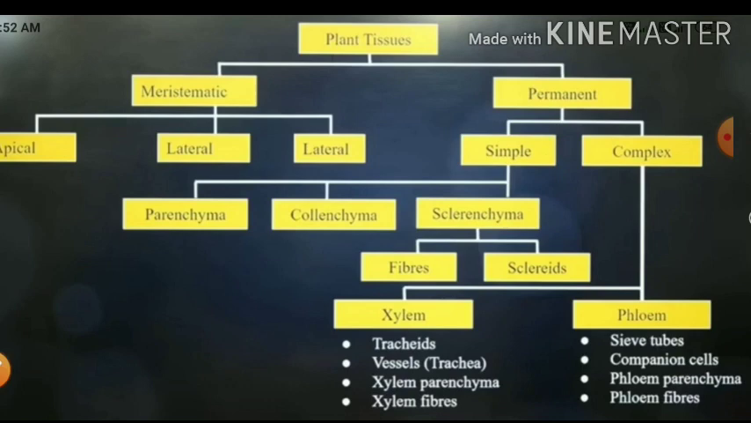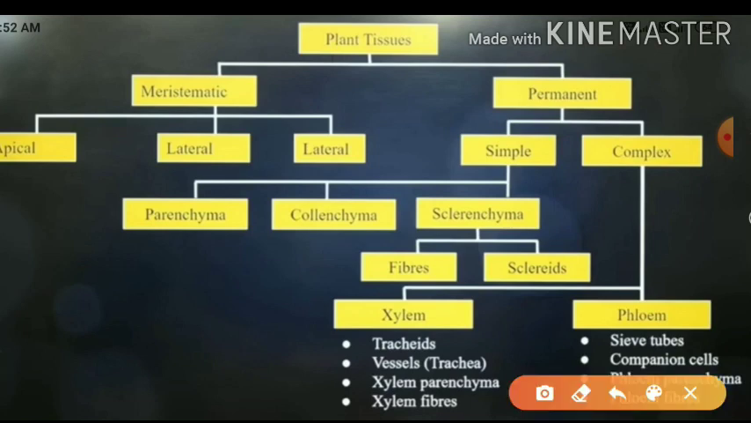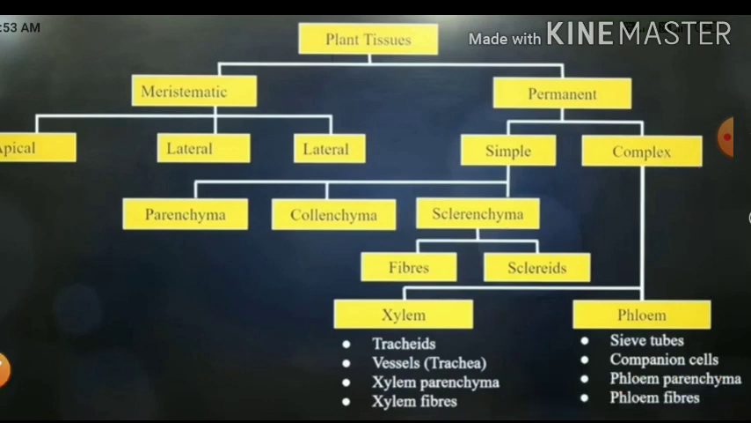So what about complex tissue? A group of cells together form a tissue and they perform different functions. Then we can say that tissue is a complex tissue. Basically in plants there are two types of complex tissues: one is xylem, another is phloem. You all know the function of xylem, conduction of water in the plant. What about phloem? Conduction of food in the plant.